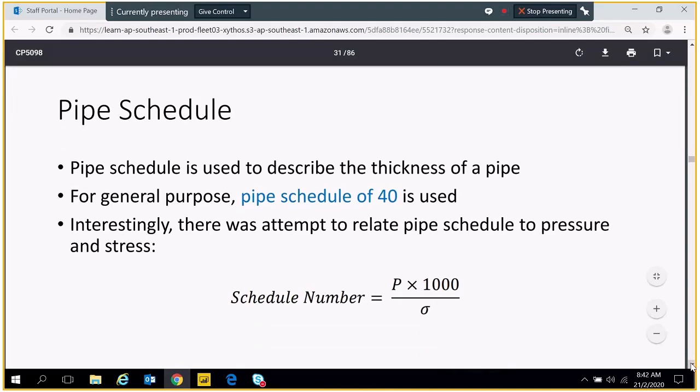This is another method to find the schedule number. Now remember this, most of the time we use schedule number 40, right? So we should stick to 40.